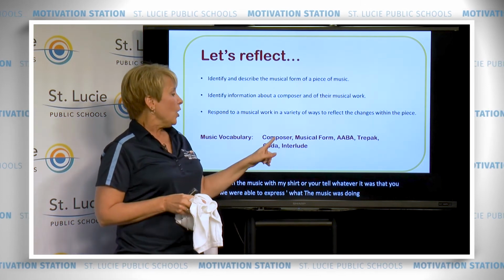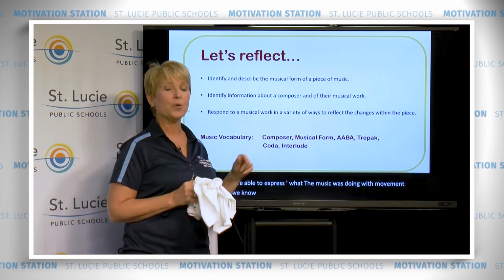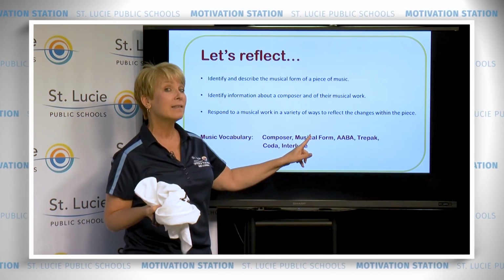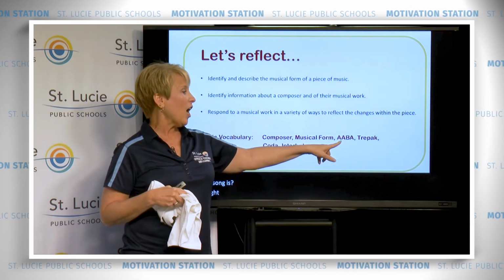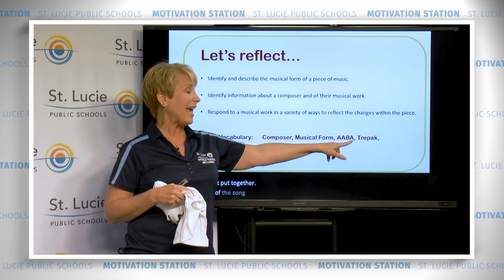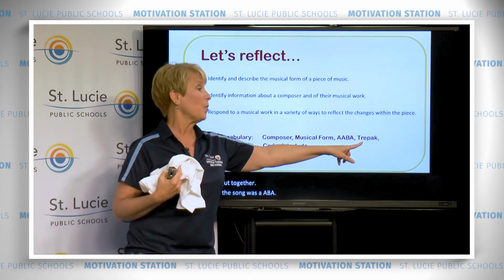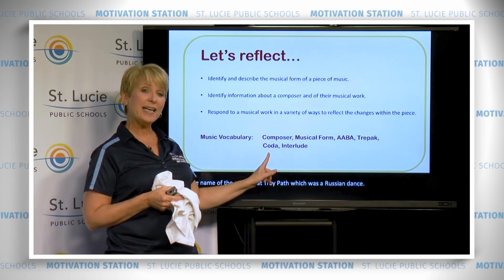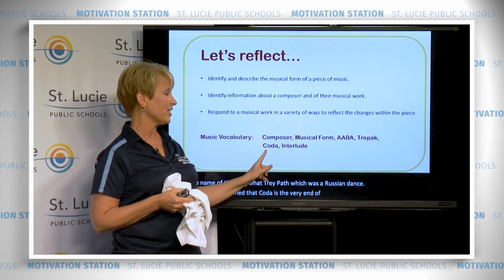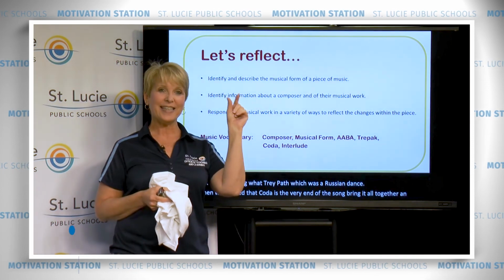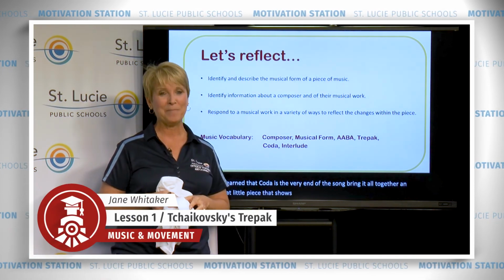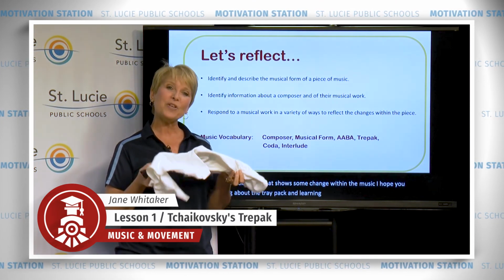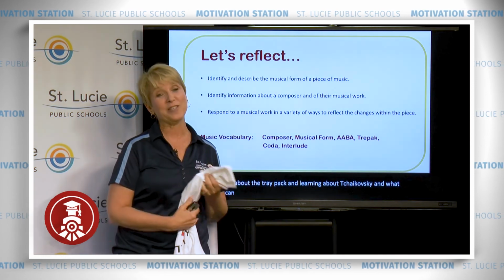And then finally, we know that a composer is someone who writes music. Musical form is how a song is put together. Our form of the song was A-A-B-A. The name of the song was Pact, which was a Russian dance. And then we learned that coda is the very end of a song, bringing it all together, and interlude is that little piece that shows some change within the music. I hope you had fun learning about the Pact and learning about Tchaikovsky and what musical form can show us and how a musical piece is put together.